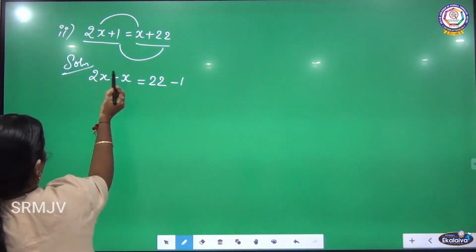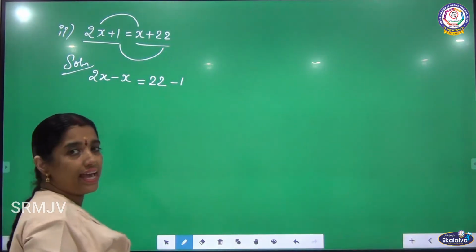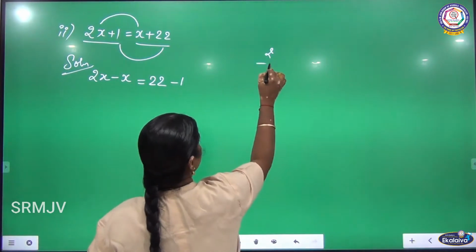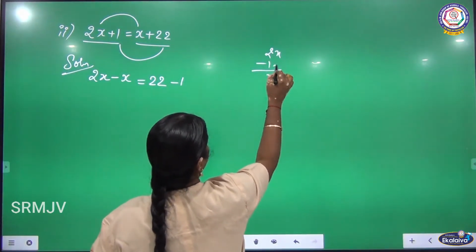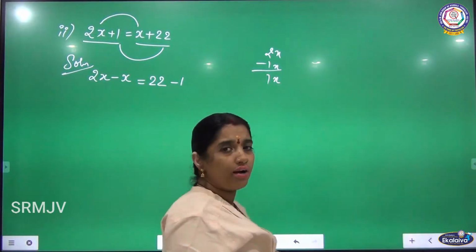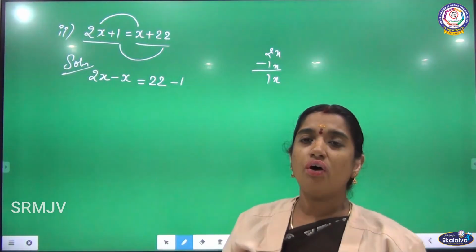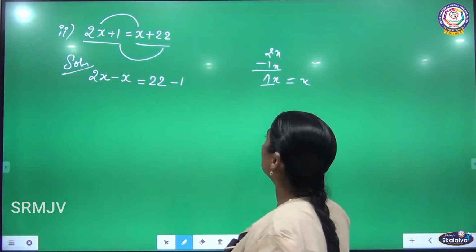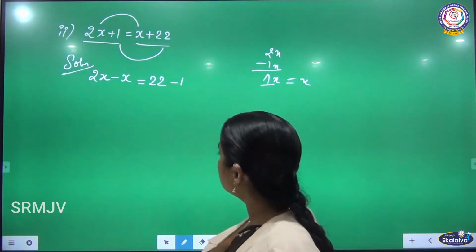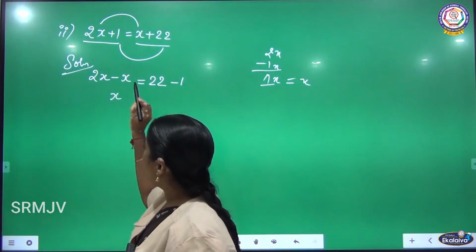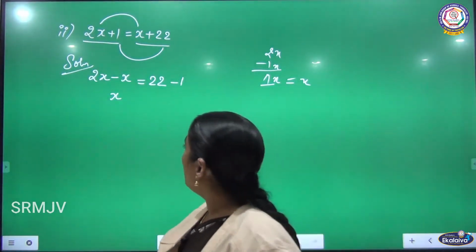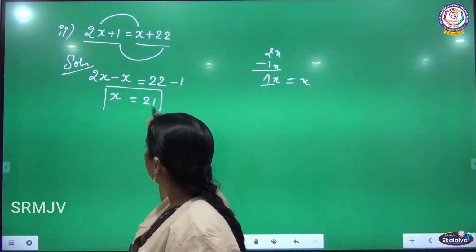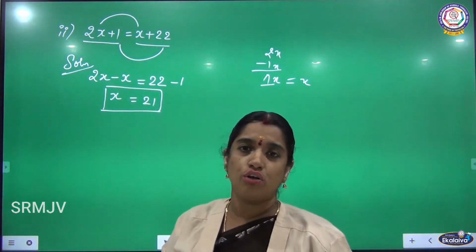Now see my variable here, 2x minus x. 2x minus x is what? For example, 2 minus 1 is what? 1. Here the variables are there, so I can write it as 1x. So 1x is equal to what? x. Can you clear this? So 2x minus x is x. 22 minus 1 is what? 21.